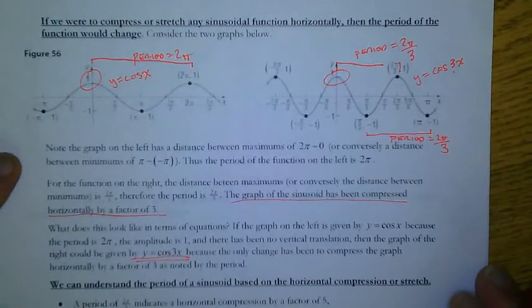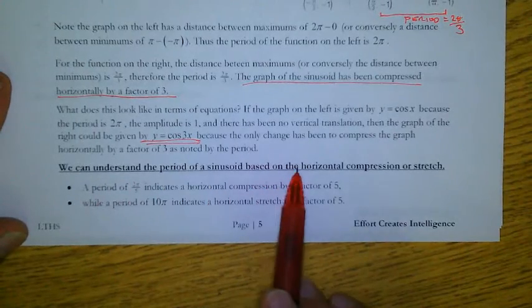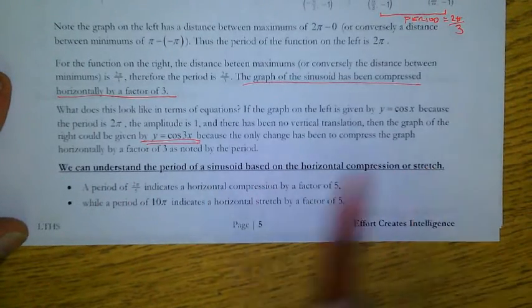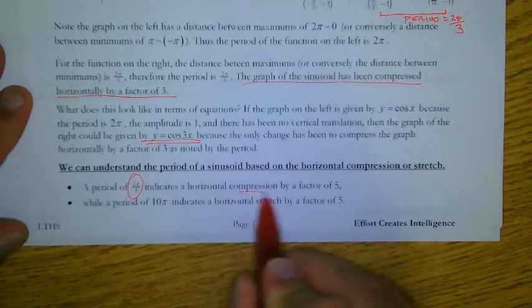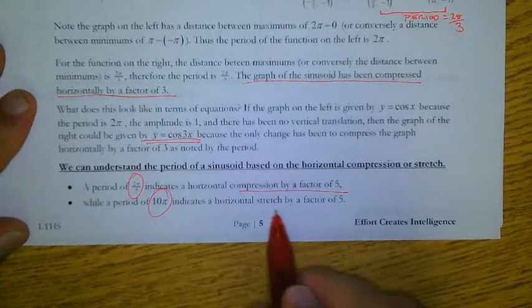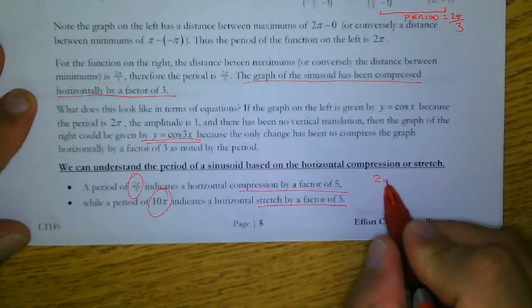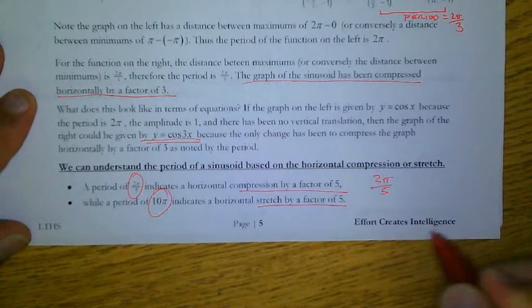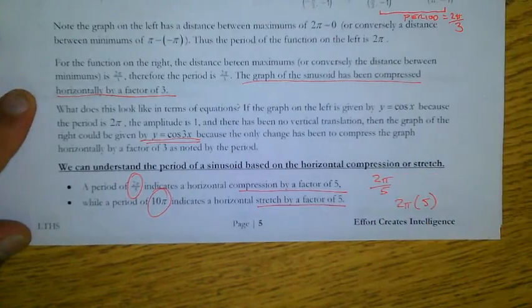It's very important that we understand the period of a sinusoid based on the horizontal compression or stretch. So a period of 2 pi over 5 means that I compress by a factor of 5, while a period of 10 pi means that I stretched by a factor of 5. Why? Well, 2 pi divided by 5, my period just got smaller, while if I say 2 pi times 5, my period just got longer.